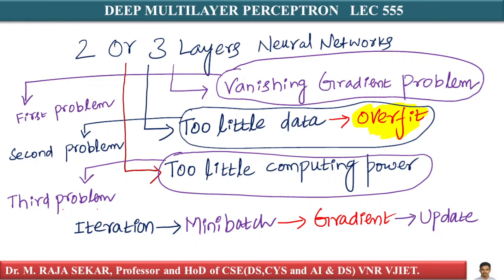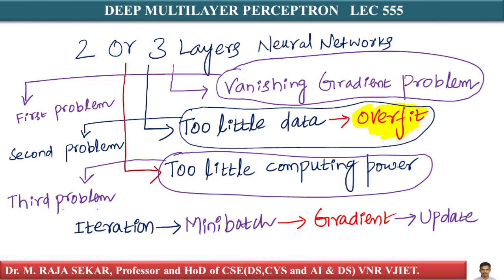But because you have too little computing power. Remember, in the 1980s and 1990s, we did not have the massive computing power that we have now. Because of this, it took too much time to train these models. These three are the most important problems.